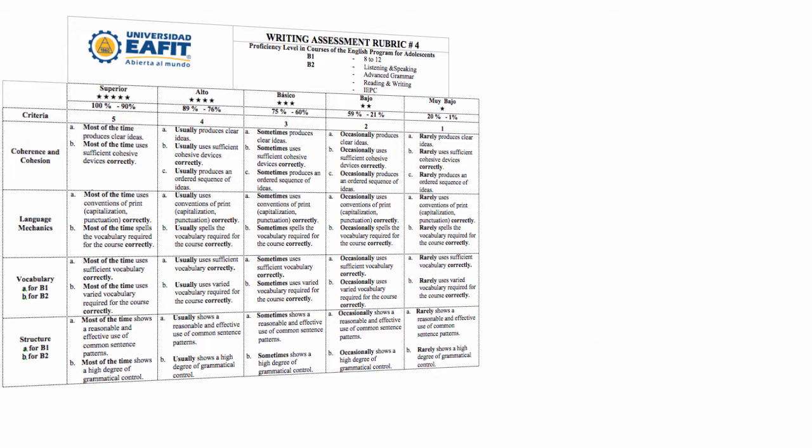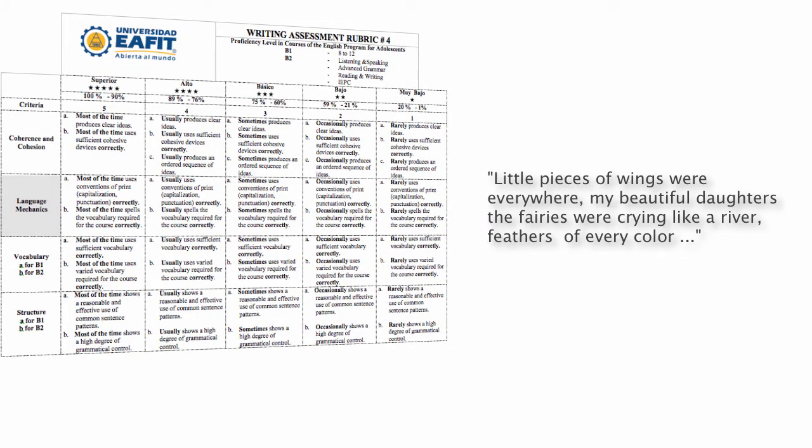Let's go on to the second aspect of the rubric, language mechanics. It also has 2 descriptors: uses conventions of print accurately, and spells the vocabulary studied up to the current course accurately. Out of those, there are about 13 conventions wrongly used or not applied at all. Let's see some examples. Little pieces of wings were everywhere. My beautiful daughters, the fairies, were crying like a river, feathers of every color.